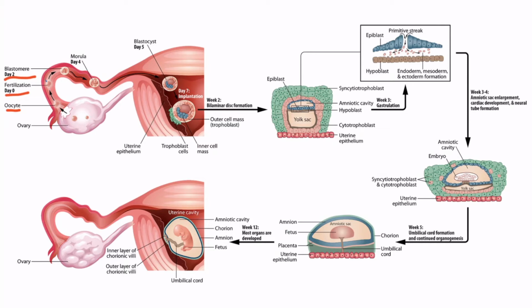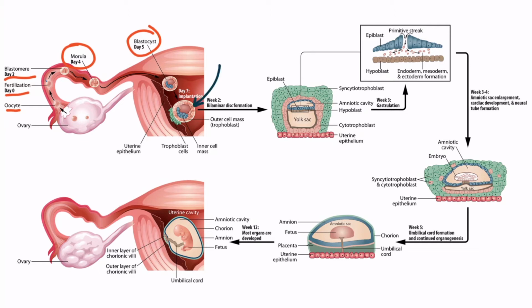By approximately day 4, it has undergone multiple divisions and is known as a morula, which is a ball of about 10 to 30 cells. By day 5, a blastocyst forms, which is comprised of 2 distinct cell lines and a fluid-filled cavity in the center. This occurs as the cells of the morula secrete fluid and displace some of the cells to one side, leaving a fluid-filled area in the center. By about day 7, the blastocyst implants on the uterine wall, which is about the time that HCG secretion begins.